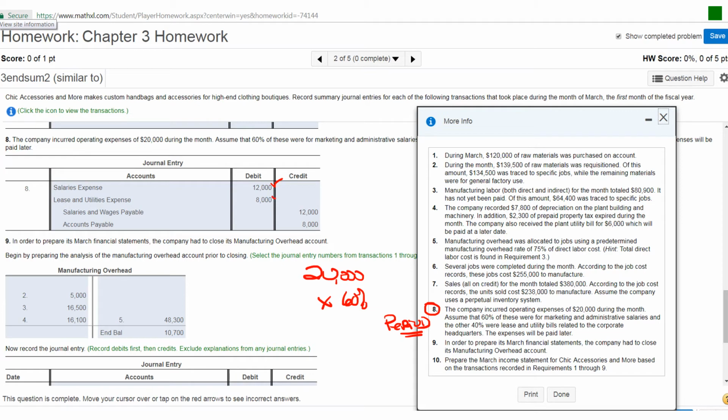And then the other 8,000, they're going to give you, use lease and utilities expense. Just combine those, put that for 8,000. And in this case, it says incurred. That means you haven't paid for it yet. So you have 2 payables: a wages payable credit for 12,000, and then a simple accounts payable for 8,000. So that would take care of transaction number 8.